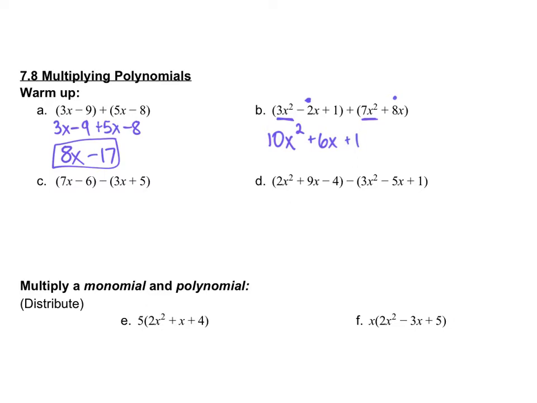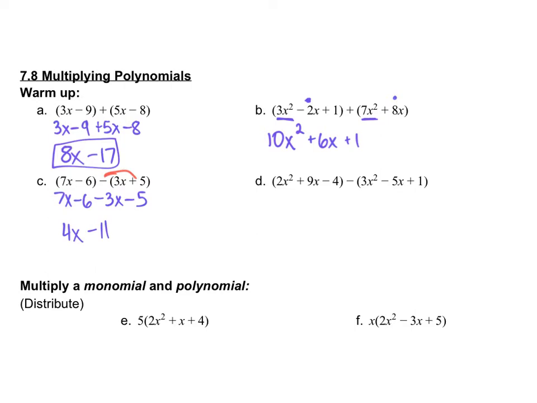All right, now subtraction's a little different. So for C, we need to think of distributing that negative. So I have 7x minus 6 minus 3x minus 5. So 7x minus 3x is 4x. Negative 6 minus 5 is negative 11. So we get 4x minus 11.